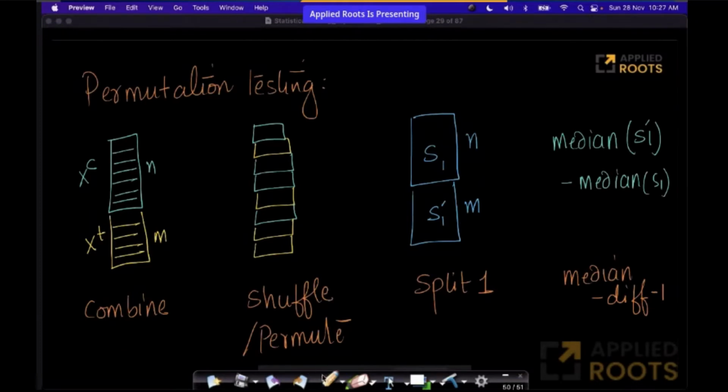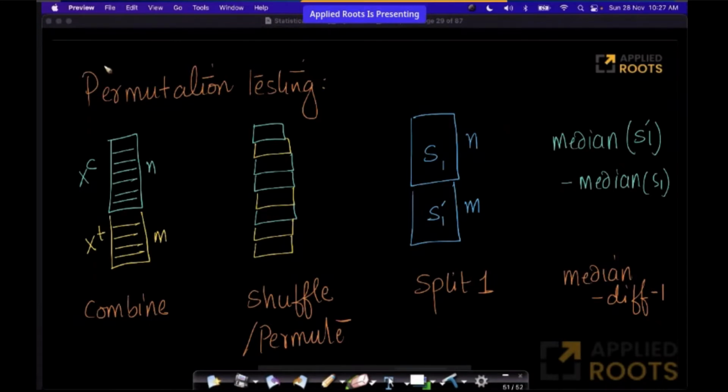Now comes the fun part. There is a very, very popular, fairly widely used test called permutation testing, also called the permutation resampling test. These are the steps that are there in this. Let's understand this first, and then we'll ask counter questions. So what does this test do?